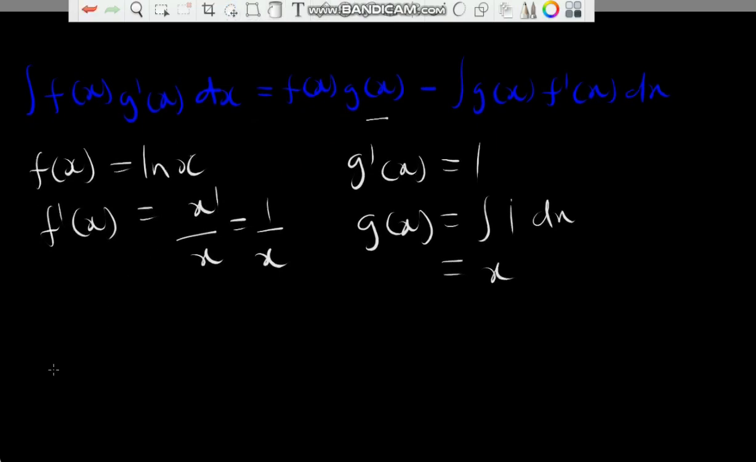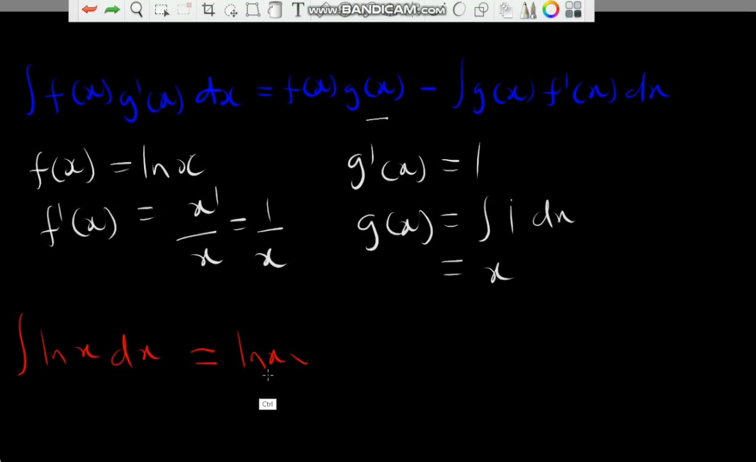So we have everything that we need here. Now let's substitute them into the formula and then simplify it. I have the integral of ln of x dx equal to f of x, which is ln of x, times g of x, which is x.